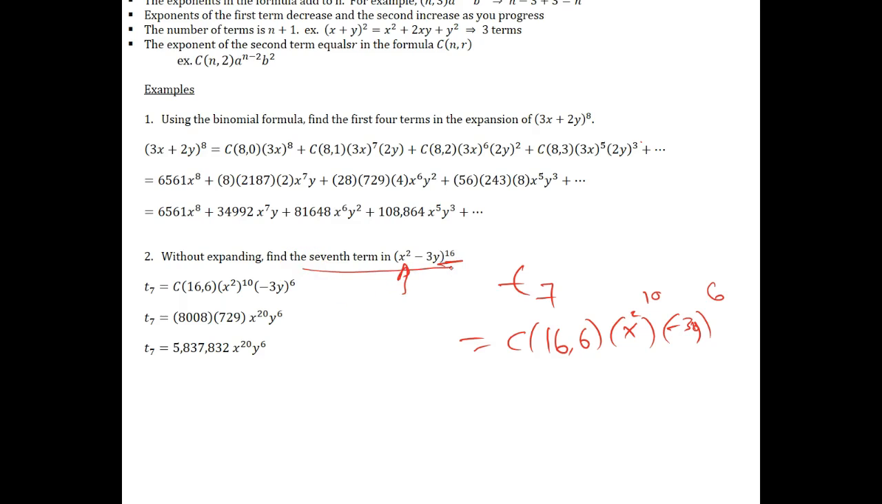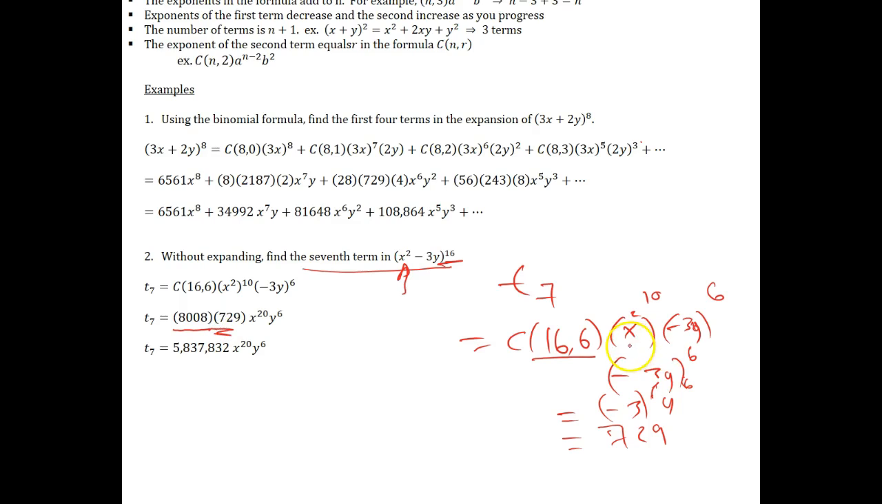And what you would do now is simply find 16 choose 6, which is 8008. Right? Now, I do the coefficient next. So negative 3y to the power of 6 is simply negative 3 to the power of 6, y to the power of 6. And that will be 729. Sorry for the writing. So this is this term right here. And just be a little careful of your exponents.